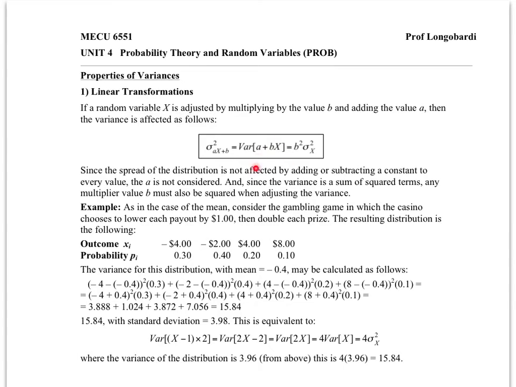So all that's going to matter is the amplified value, the b, and so that gets squared just because of the formula, remembering that we square the deviations from the mean, so the b would get squared in the process.